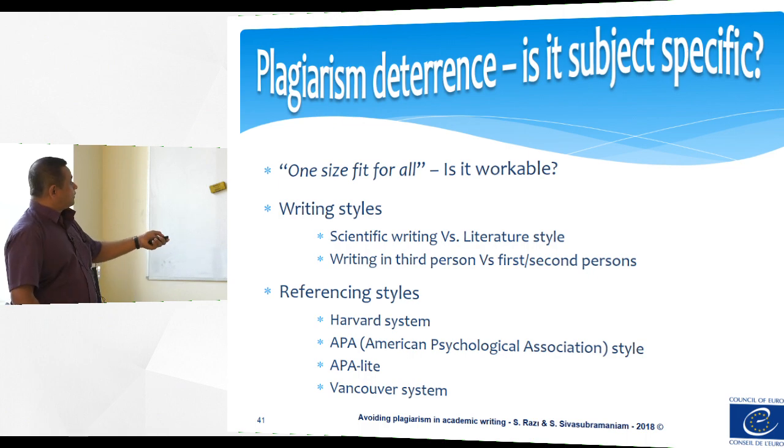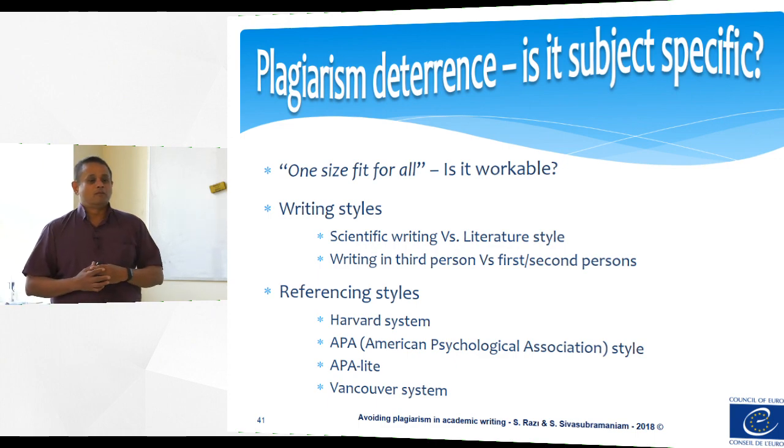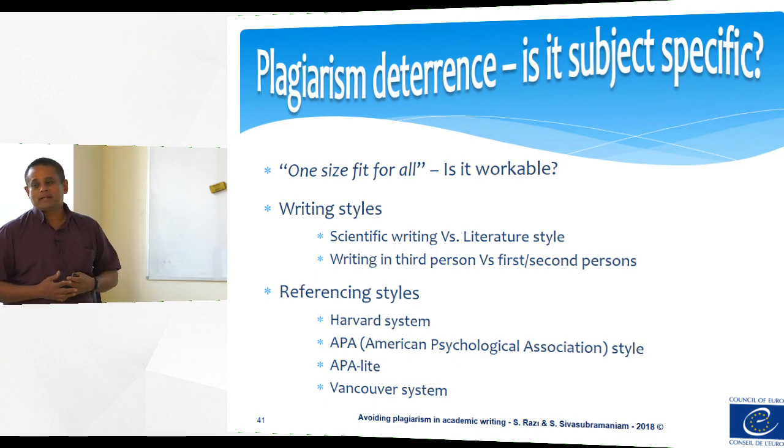As far as referencing is concerned, these are the common referencing. Even the common referencing has got about 4 or 5 different styles. So Harvard system, that is the preferred system for UK biomedical scientists, and the American Psychological Association style, and there is an APA light style, just like a molar light. You have got the APA light style as well, and also the Vancouver system.